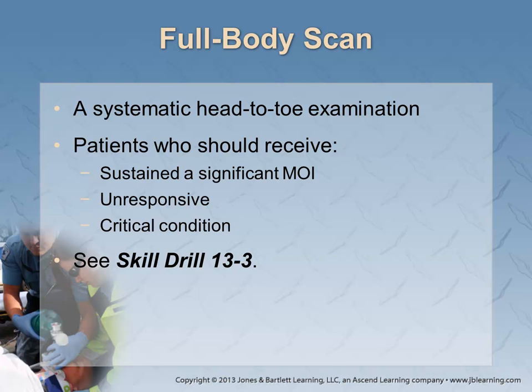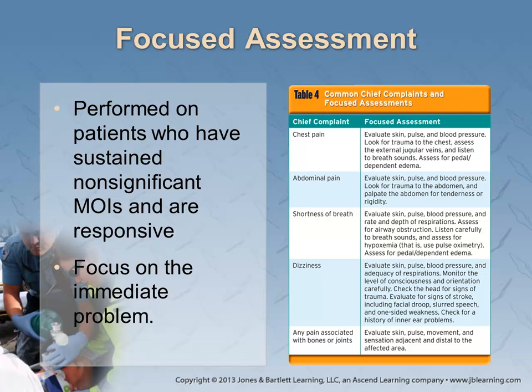All right, you want to do a full body scan. Look from the top of their head to the bottom of their feet. Patients who should receive this sustained a significant mechanism of injury. So you would want to do your rapid trauma assessment or a rapid head-to-toe assessment for an unresponsive medical patient or anybody that's in critical condition. They're going to get a full head-to-toe assessment, correct? Focused assessments are on patients who have a focused medical issue or injury that's non-significant, or someone who has a localized trauma, like they tripped over these cords in the floor and twisted their ankle.